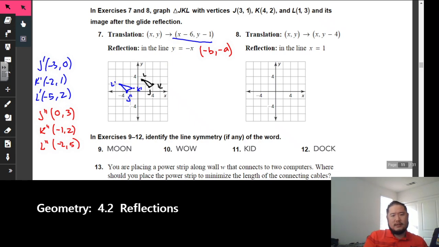So from this translation, we're going to reflect it across that line of y is equal to negative x. And then it'll end up at 0, 3. There's J double prime. We have negative 1, 2. Right there, there's K double prime. And then L double prime is negative 2, 5, which is up there. So it's going all over the place. But we've got it all taken care of now. All right.